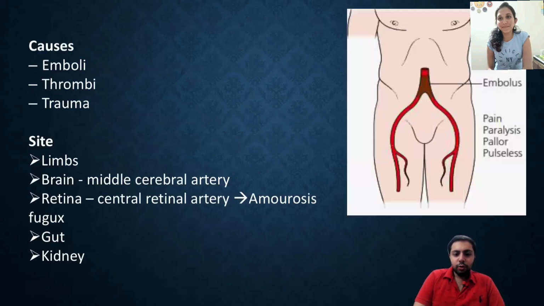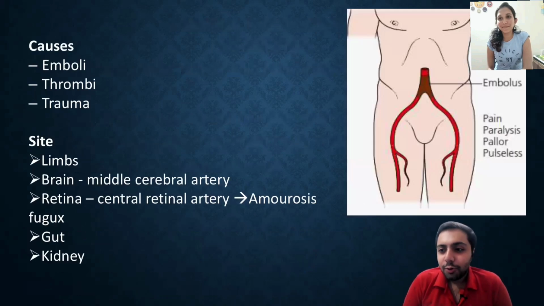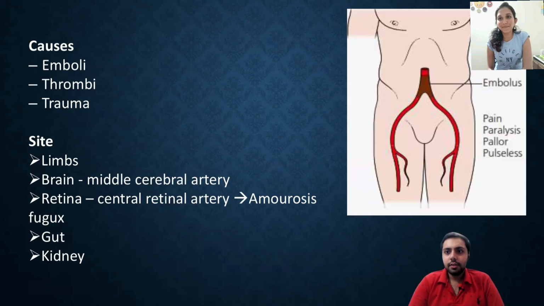Then moving on to acute. The most common causes are emboli, thrombi, and trauma. So what is the meaning of emboli and thrombi? Do you know the difference? Thrombi is basically a clot which forms at the particular site, and emboli is dislodged from a different site. Generally thrombi is the accumulation of lipid or cholesterol in fatty patients, and if it is dislodged, it forms an emboli in the body.